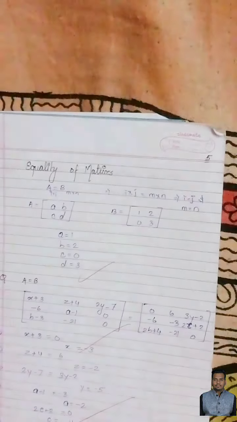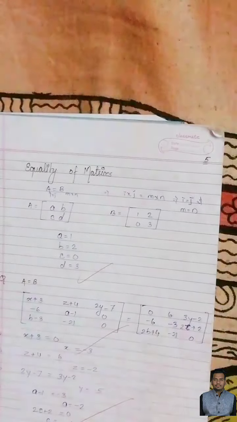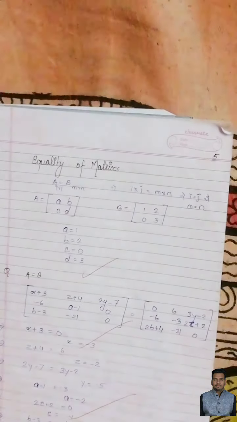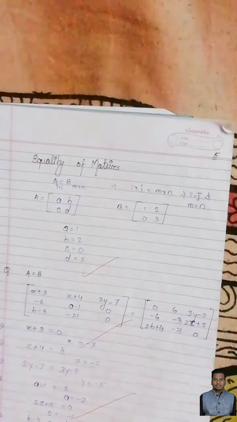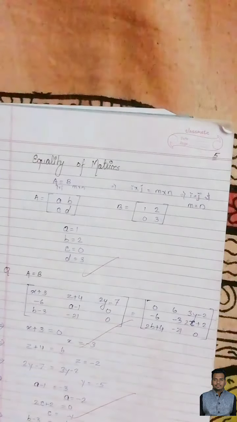Okay, so now you have understood all the types of matrix: rectangular matrix, square matrix, then diagonal matrix, then the special cases of diagonal matrix, scalar and identity, then singular matrix, and then triangular matrix. Now coming to the next topic of matrix, that is equality of matrix.